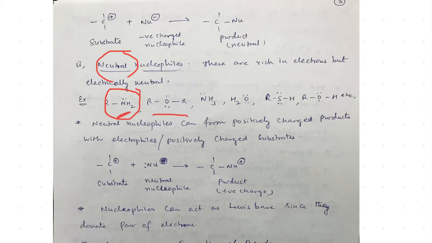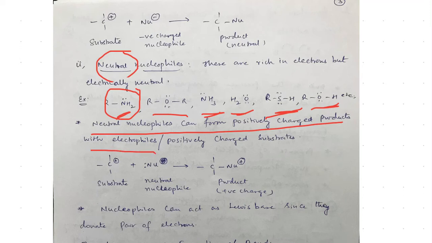Similarly, in ROR, an ether, oxygen carries the lone pair of electrons. Ammonia, water, RSH thiols, ROH alcohols. In all of these, the central atom possesses a lone pair, which means the electron density is very high. So neutral nucleophiles can form positively charged products with electrophiles that are positively charged substrates. Whenever a neutral nucleophile attacks a positively charged substrate, it gives a positively charged product. Because of this high electron density, nucleophiles can behave as Lewis bases.